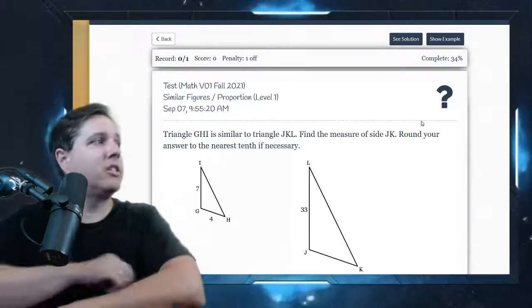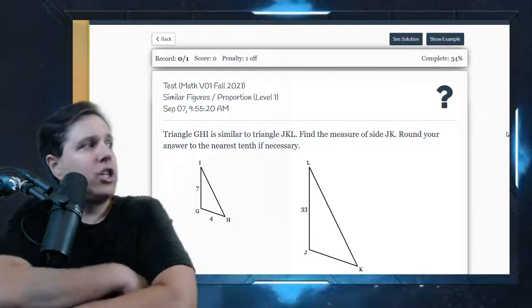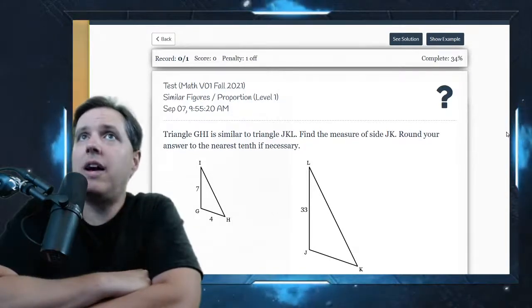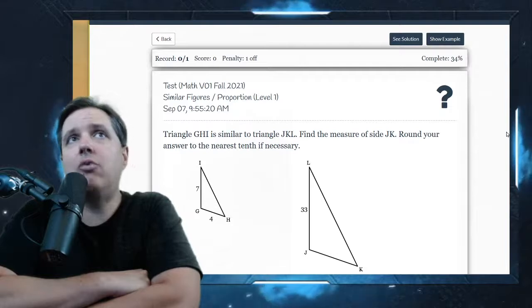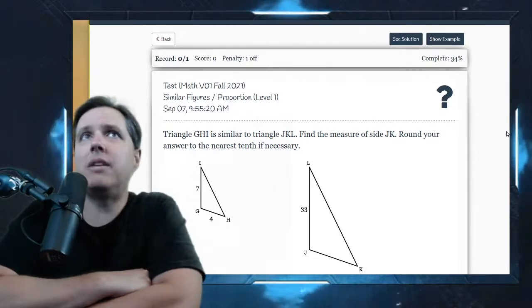So let's take a look at this problem here. Triangle GHI is similar to triangle JKL. Find the measure of the side JK, round your answer to the nearest tenth if necessary. So what does this mean?